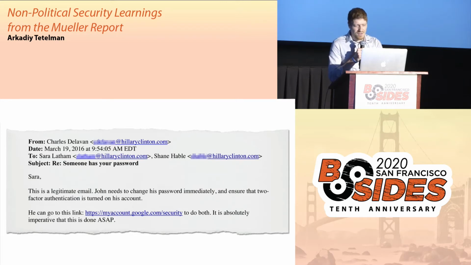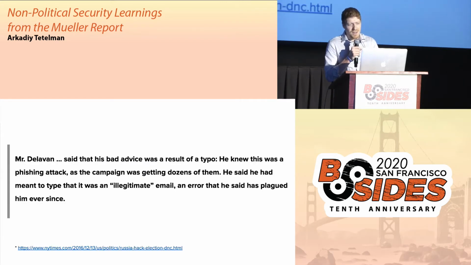Charles Delavan later gave an interview to the New York Times where he said that his bad advice was the result of a typo. He knew this was a phishing attack as the campaign was getting dozens of them. He said he had meant to type that it was an illegitimate email, an error that he said has plagued him ever since. Which is just fascinating to me because I think we talk a lot in security about how we have to do things that scale. We can't depend on these single points of failure. Like one person needs to patch the server. One person needs to recognize the phishing email. Obviously these things will never scale. At the same time, I think this was a pretty pivotal moment in 2016. So it's just very interesting to think about the counterfactual of what would have happened if he didn't make that typo.